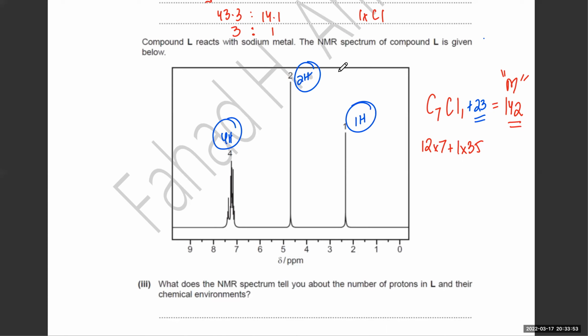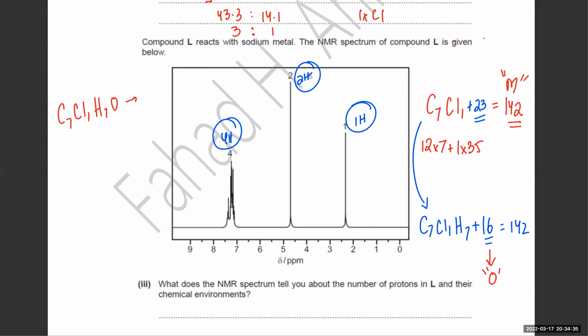So that's a total of 7 hydrogens. So I now know that this thing is C7. There's 1 Cl, and there are 7 hydrogens as well. So if I remove 7 hydrogens from 23, I'm left with 16, right? So I'm still not reaching 142. So 16 must be an oxygen atom. Is that clear? So my formula now is C7, there is one Cl and there are 7 hydrogens, because the NMR spectrum clearly shows the distribution. And it's got one oxygen. That is going to give me 142. Is that clear?